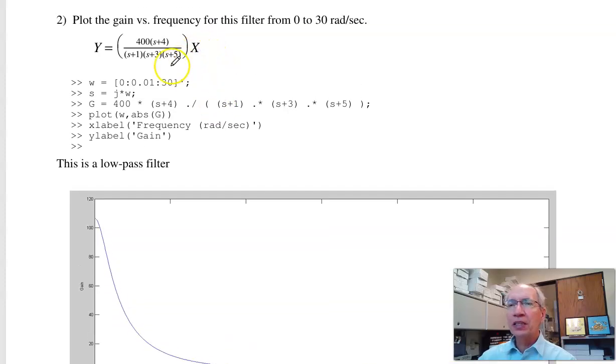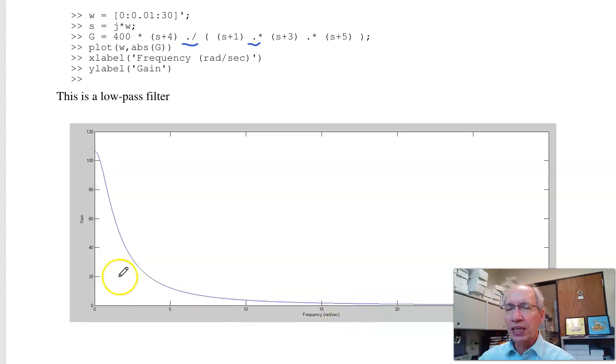To do that, I'll let frequency go between 0 and 30 radians per second, s is j omega. The gain is pretty much the way you write it: 100 (s plus 4) over (s plus 1)(s plus 3)(s plus 5). Note that I need to use this dot notation. That tells Matlab this is a 3000 by 1 array. Don't treat that like a matrix. Treat that as 3000 separate numbers. Analyze g of s at each frequency separately. When I'm done, I get a complex number, plot the magnitude versus frequency, and here's what I get.